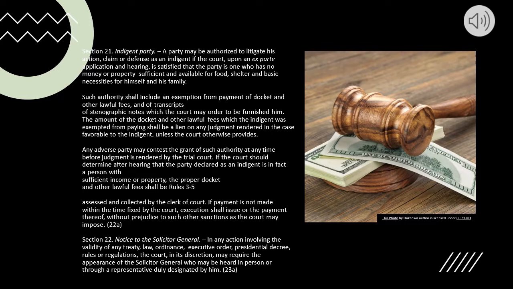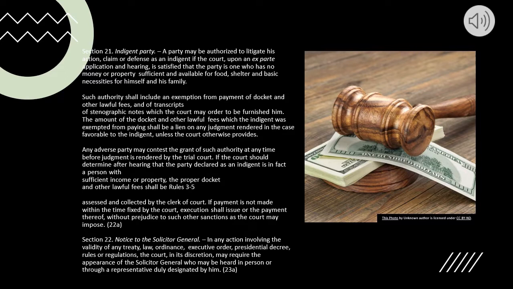Any adverse party may contest the grant of such authority at any time before judgment is rendered by the trial court. If the court should determine after hearing that the party declared as an indigent is in fact a person with sufficient income or property, the proper docket and other lawful fees shall be assessed and collected by the clerk of court. If payment is not made within the time fixed by the court, execution shall issue for the payment thereof, without prejudice to such other sanctions as the court may impose.